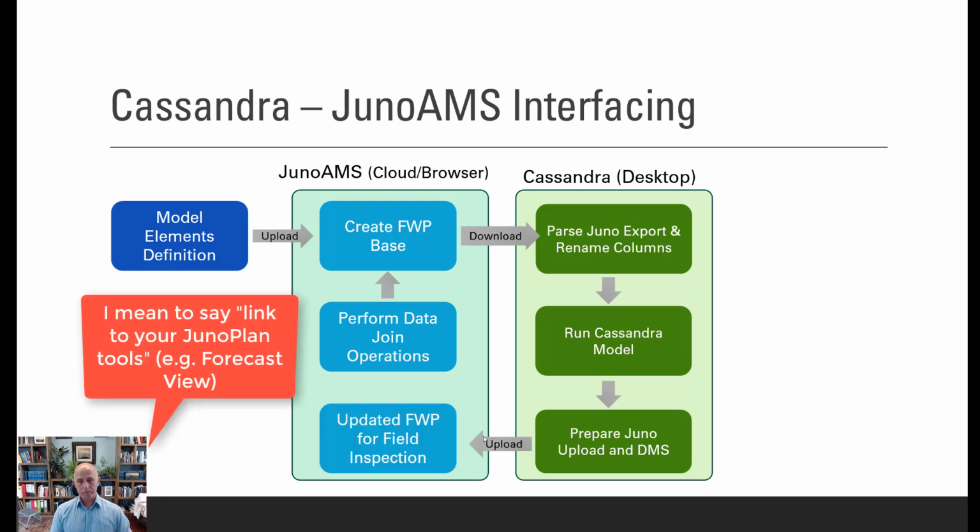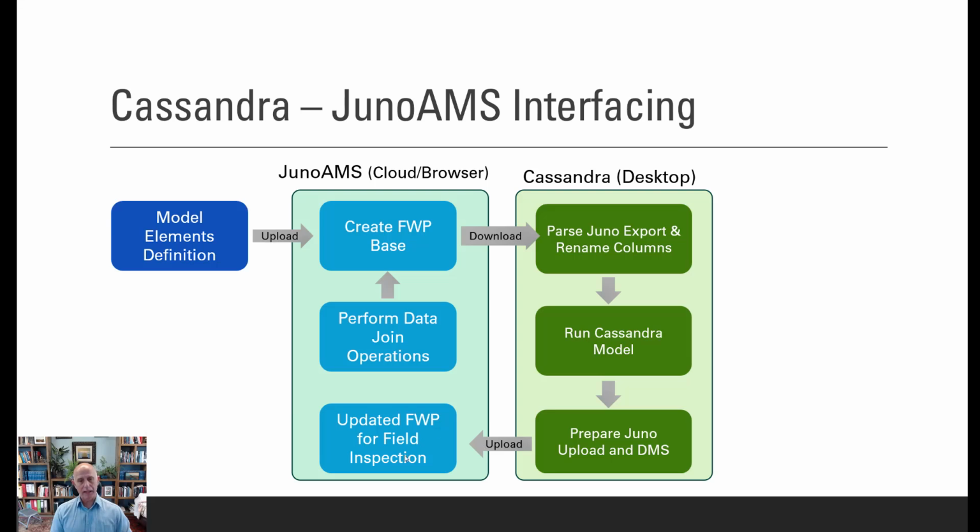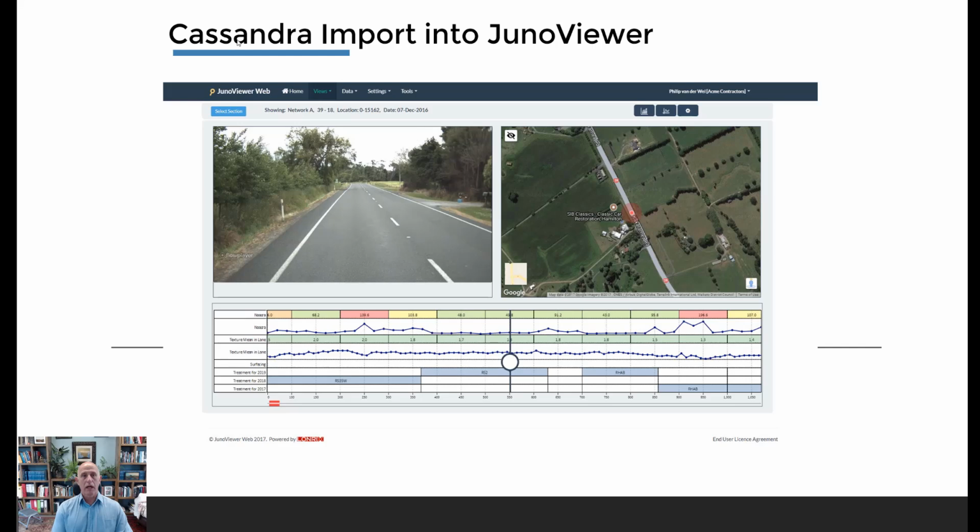And it will also create for you a dummy DMS that will allow your Cassandra model to link to your Juno model. You then upload that file, and there is a tool that our team is currently refining to take that Cassandra upload and automatically update the master ForwardWorks program that you originally downloaded the data from. And so once you've done that, you can now go and take that Cassandra that is in JunoViewer.